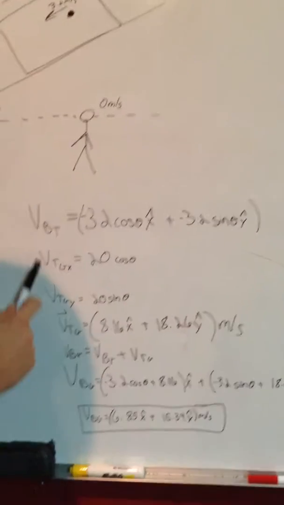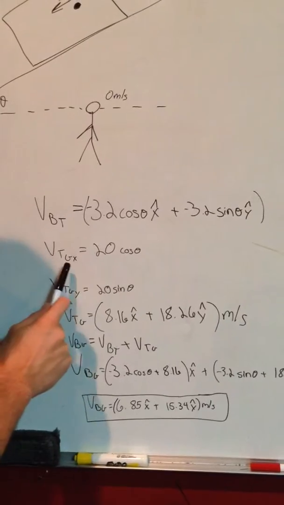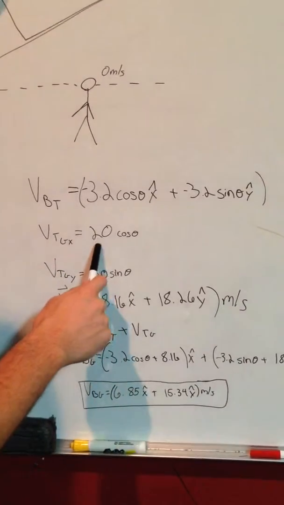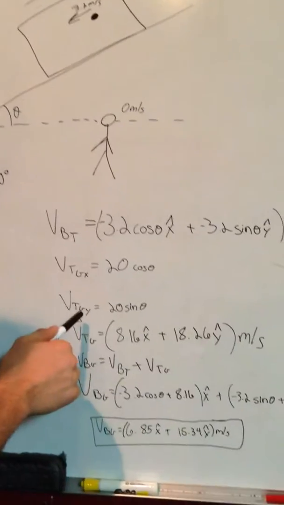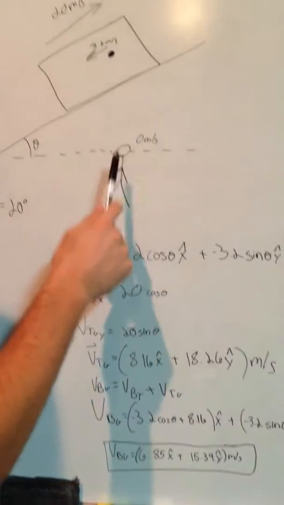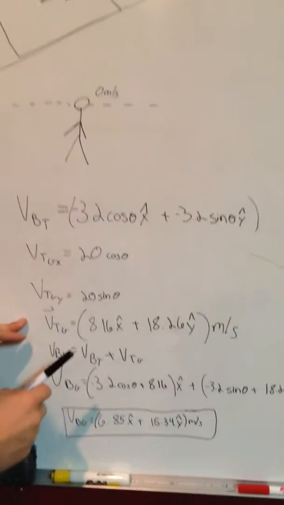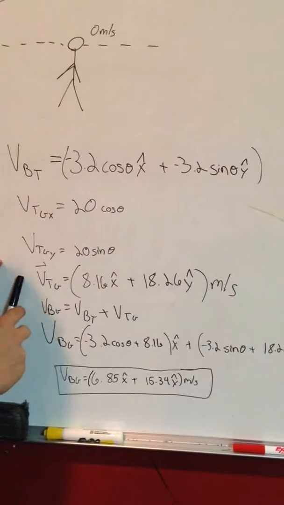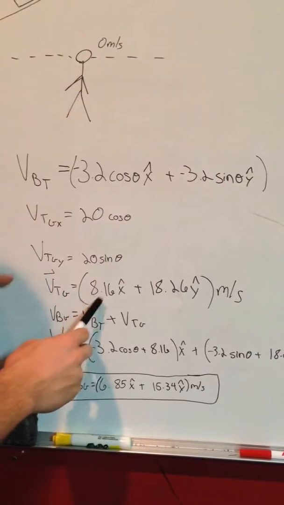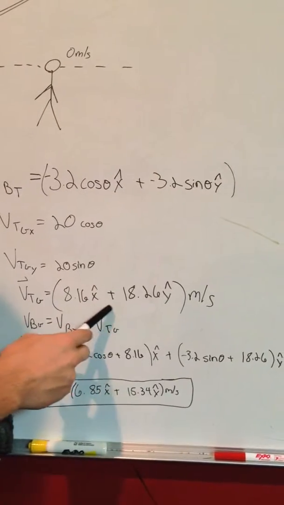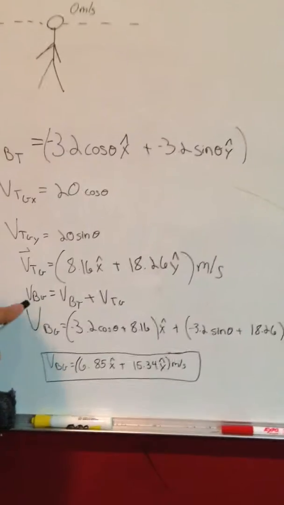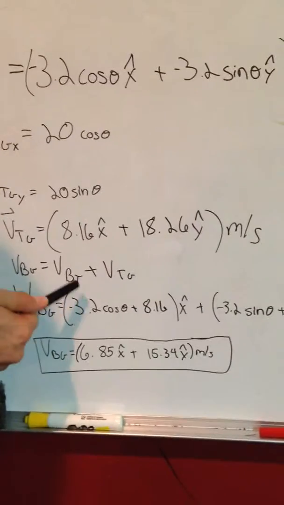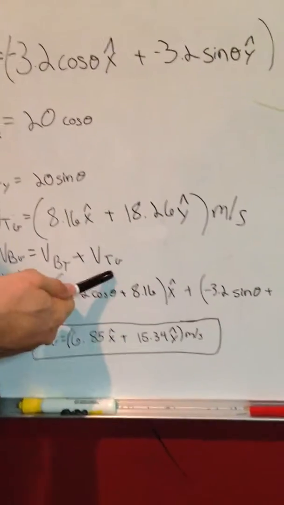This is it. Now, velocity of the train relative to the ground in the x direction is 20 times cosine of theta, and velocity of the train to the ground in the y direction is 20 times the sine of theta. And the overall velocity of the train to the ground is 8.16 x hat plus 18.26 y hat meters per second. So to find the velocity of the ball to the ground, you do the velocity of the ball to the train plus the velocity of the train to the ground.